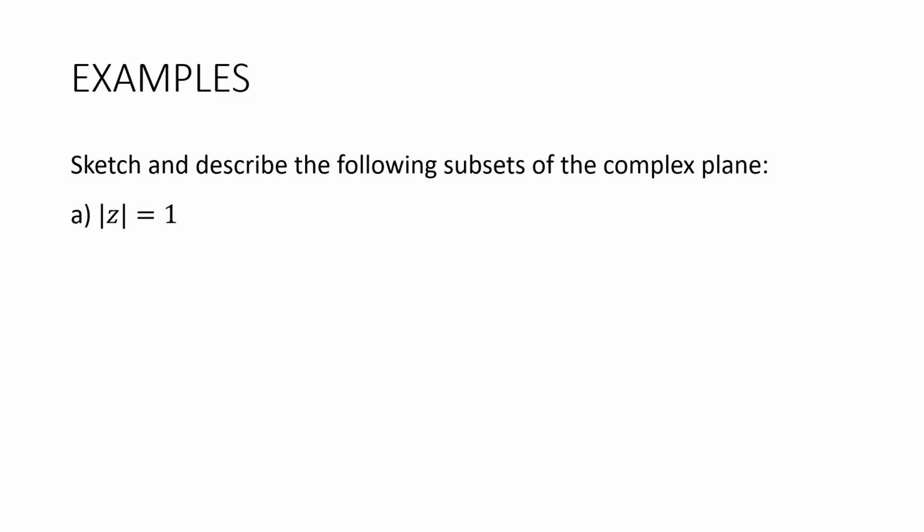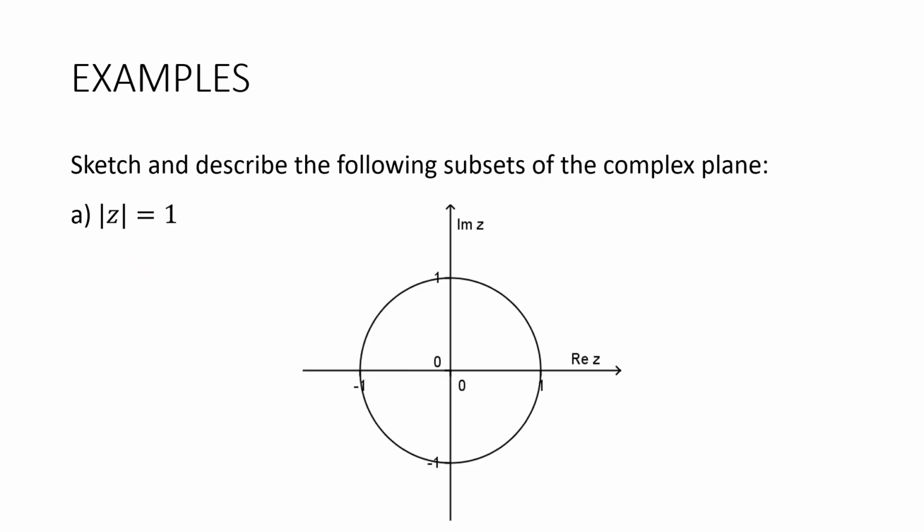Let's finish off with some examples. Sketch and describe the following subsets of the complex plane. So here we have the modulus of z is equal to 1. Now remember that this is the distance that z is from the origin, and that's always going to be equal to 1. So this is a circle. It has centre at the origin, and the radius is 1. So imagine that your complex number is on this circumference of the circle, always 1 unit away from the origin.